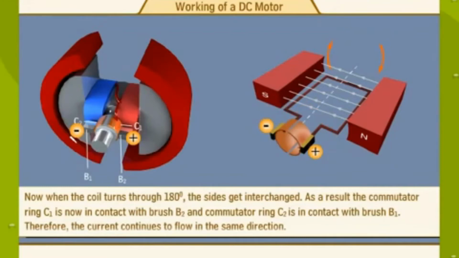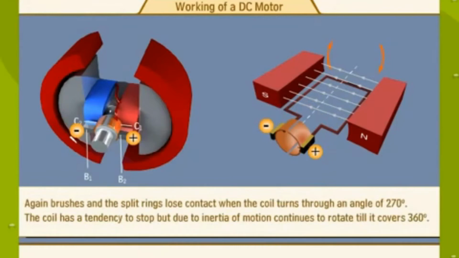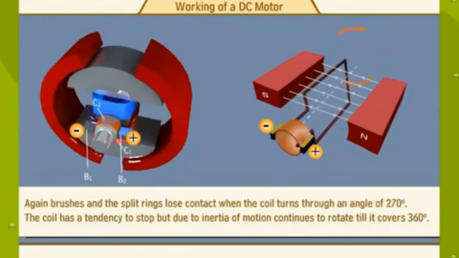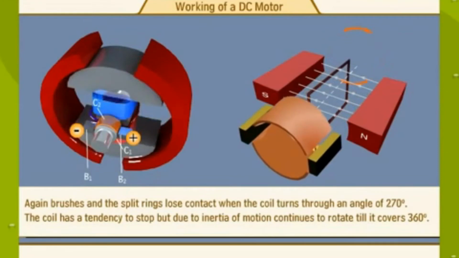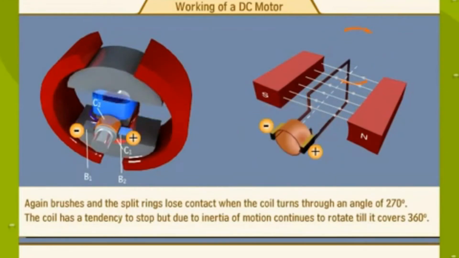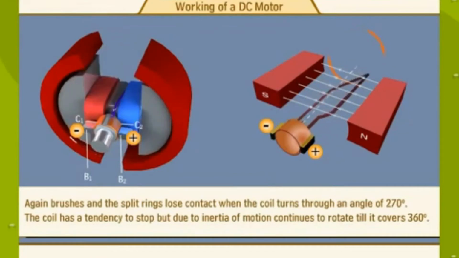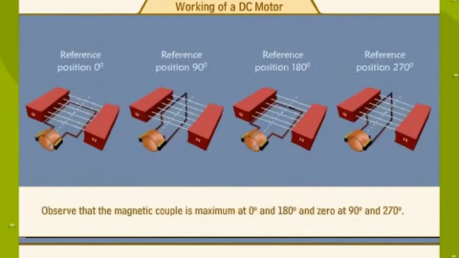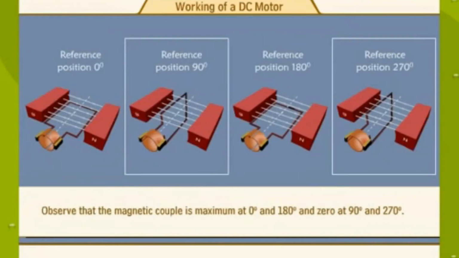Again, the brushes and the split rings lose contact when the coil turns to an angle of 270 degrees. The coil has a tendency to stop, but due to inertia of motion, it continues to rotate till it covers 360 degrees. The process continues. Observe that the magnetic couple is maximum at 0 degrees and 180 degrees, and 0 at 90 degrees and 270 degrees.